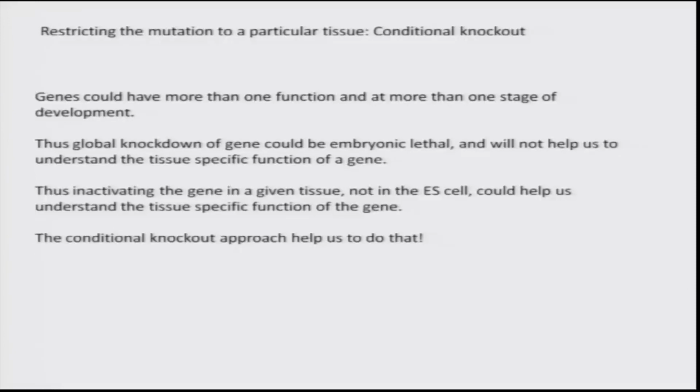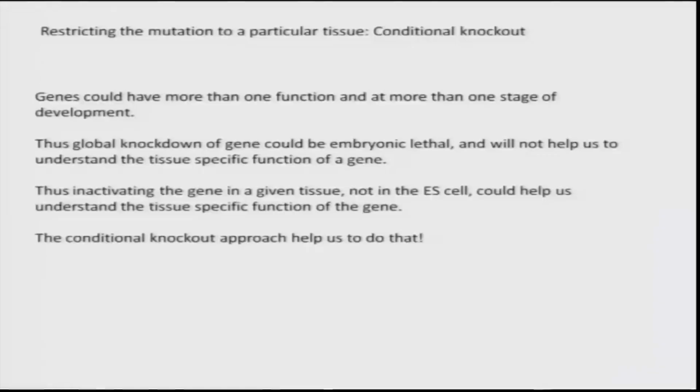So, that is the global knockout that we discussed in the last class. If the gene is so critical that the embryo dies, that will not really help us to understand the function of the gene in the adult, because you lost the embryo. It only tells you that the gene is critical for development, but it does not tell you what the function of the gene is in the adult or in a given tissue and so on.